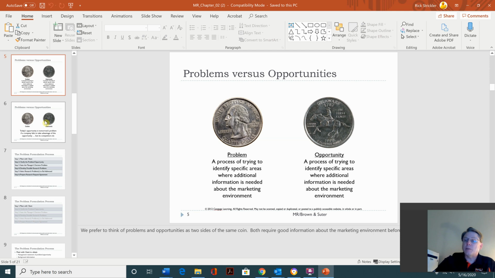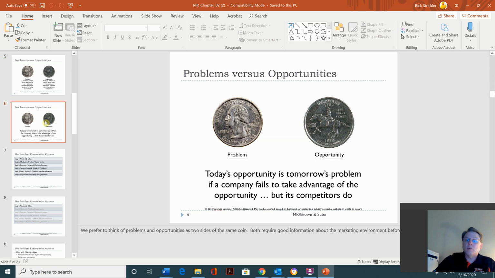Is nobody wearing shoes because they don't want to wear shoes? Or is nobody wearing shoes because they have no shoes to wear? So problem versus opportunity. Today's opportunity is tomorrow's problem, if a company fails to take advantage of opportunity, but its competitors do.